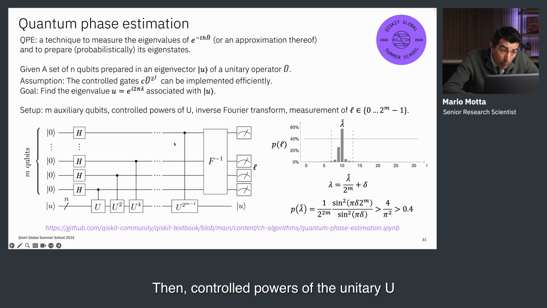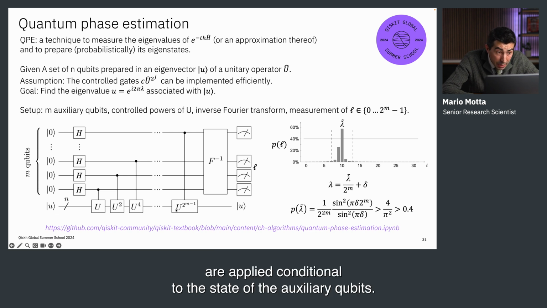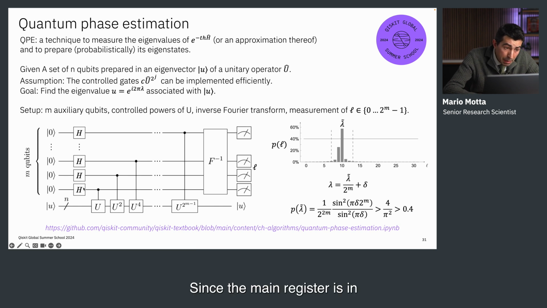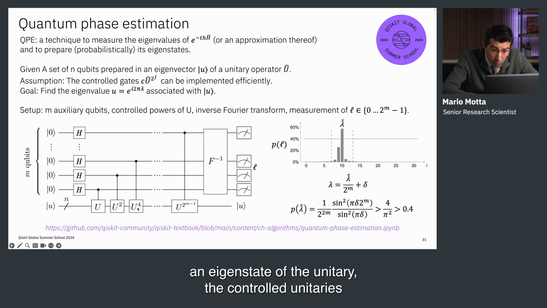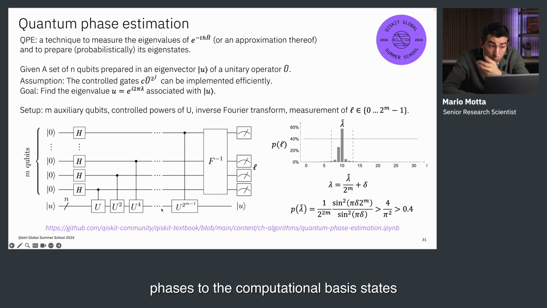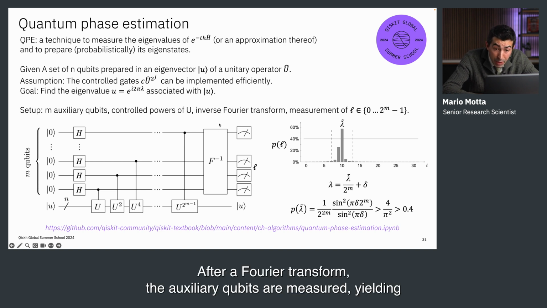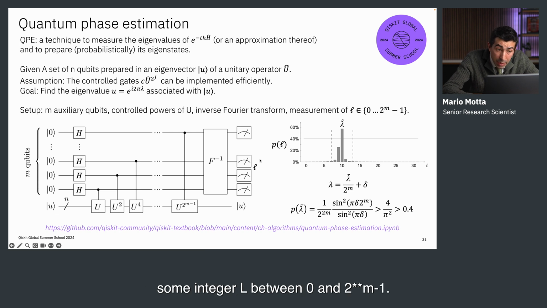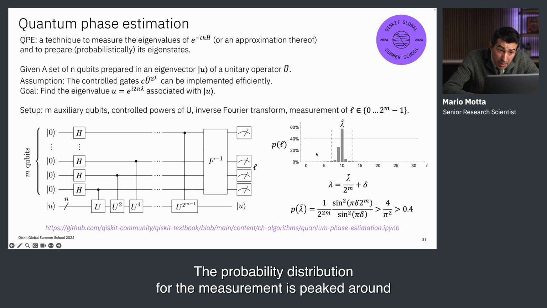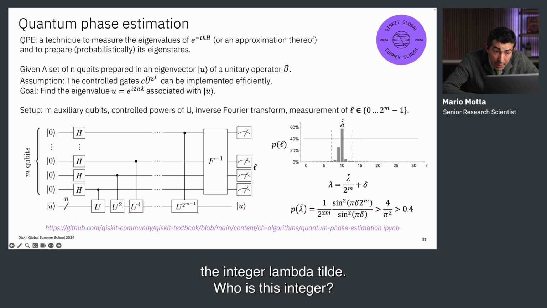Then controlled powers of the unitary U are applied conditional to the state of the auxiliary qubits. Since the main register is in an eigenstate of the unitary, the controlled unitaries apply phases to the computational basis states of the auxiliary qubits. After a Fourier transform, the auxiliary qubits are measured, yielding some integer between 0 and 2 to the m minus 1. The probability distribution for the measurement is peaked around an integer, lambda tilde.